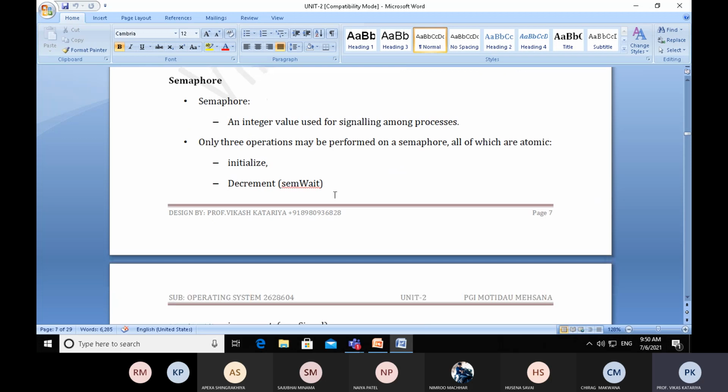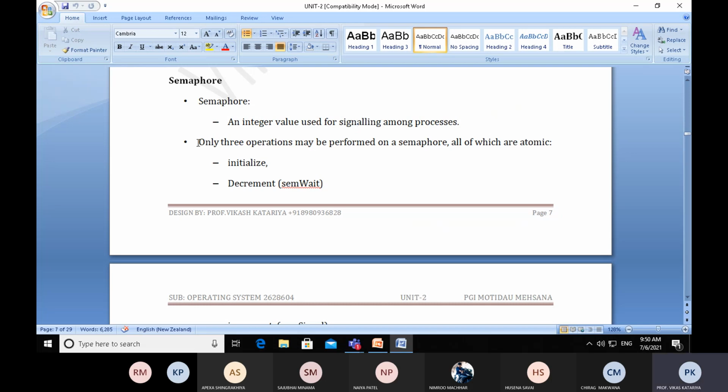So let's continue. We have already discussed the semaphore. If you want to define the semaphore, it is an integer value used for signaling among processes. And by making some diagrams, we made it clear how it signals among a number of processes, how a process is stopped from entering the critical section, and how it is allowed to go outside the critical section. So based on semaphore variables, a process can enter the critical section and can go outside the critical section.